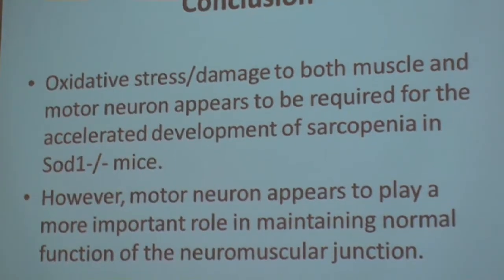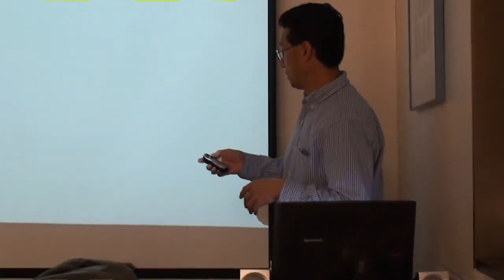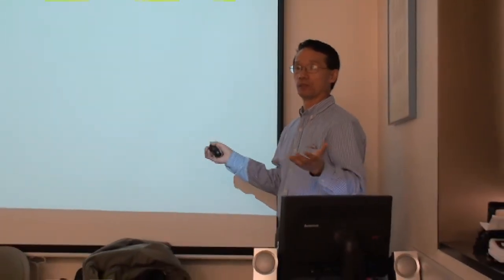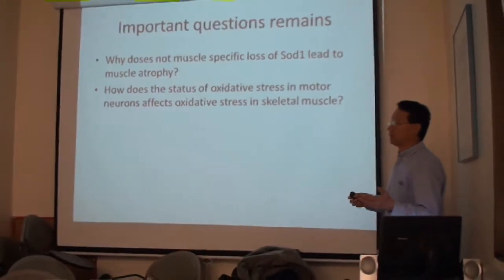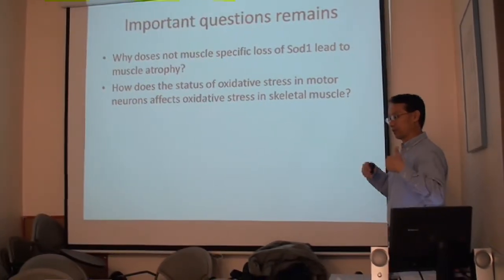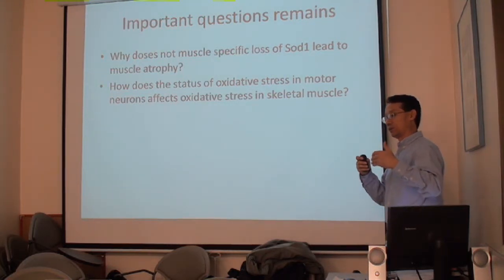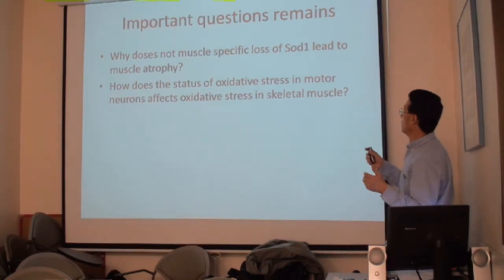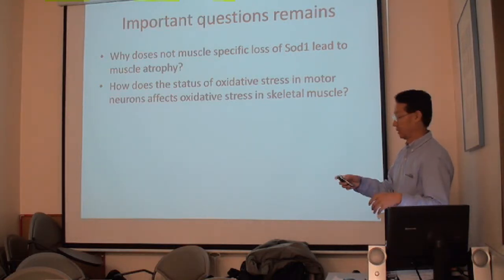So there are multiple other important questions you need to address. The first one is why does the muscle-specific loss of SOD2 lead to muscle atrophy? That's an important question to be investigated. The second is why the specific restoration of SOD2 in neuron leads to the restoration or decrease of oxidative damage in the muscle part. That means how the neuron communicates to the muscle in terms of oxidative stress or other things.